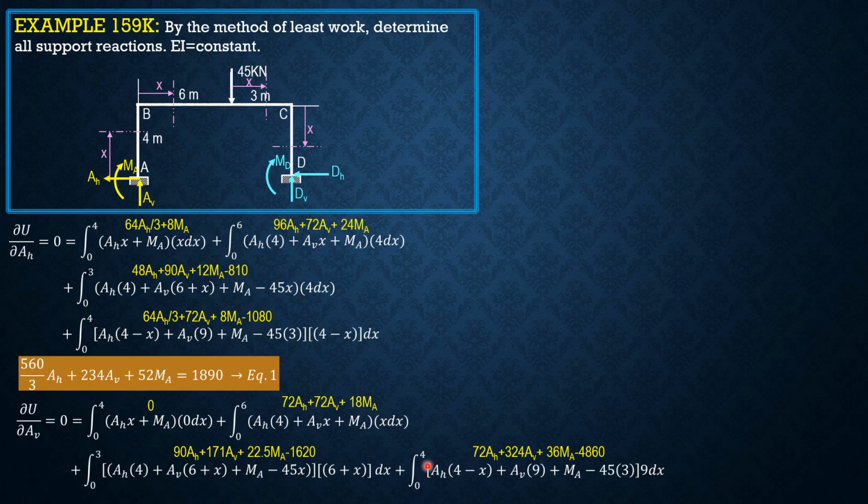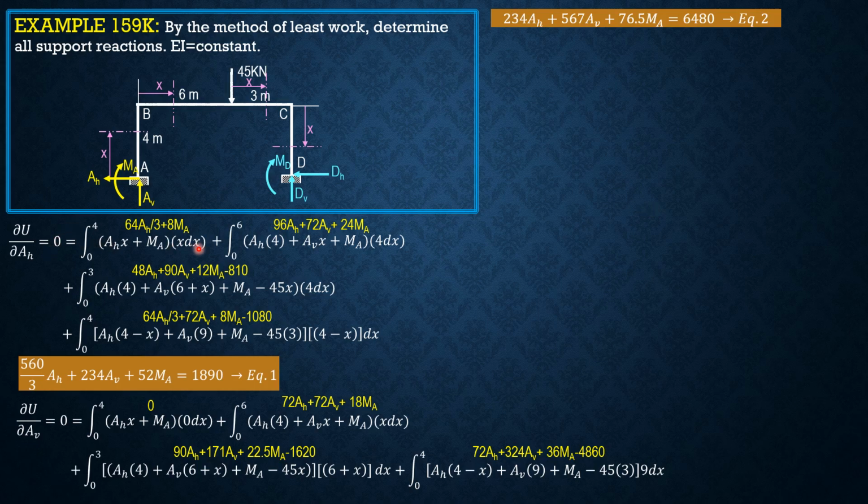Combining like terms equate to 0, so we can set up the second equation. 234AH plus 567AV plus 76.5MA equals 6480. Call that equation 2. So take note that 234 is the coefficient of AV in the first equation. It is now the coefficient of AH in the second equation.